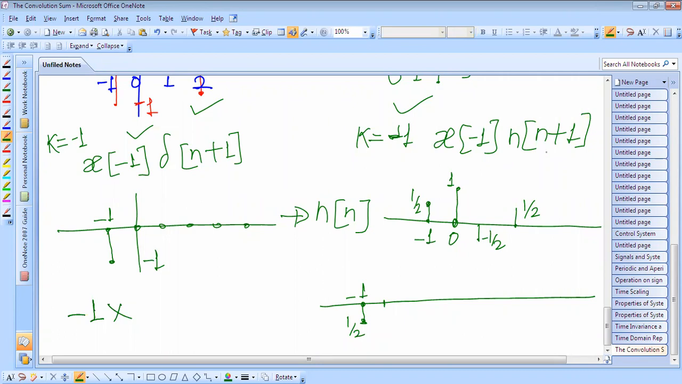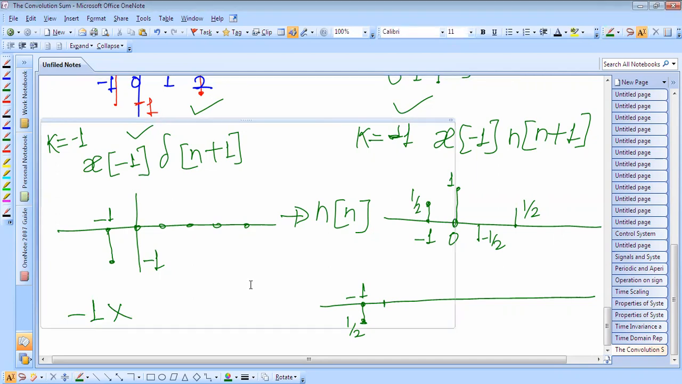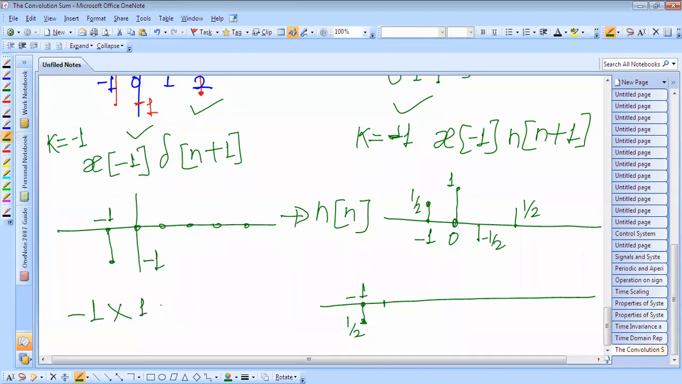H of n plus 1. So what is this value? When you put k is equal to minus 1, this value you will get the minus value. At 0 we will get the minus 1 value.